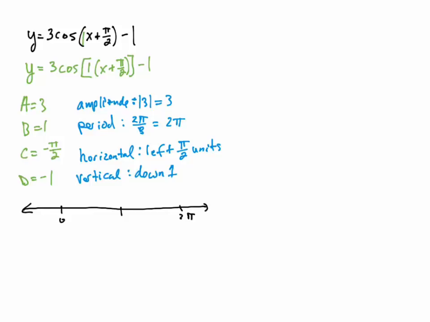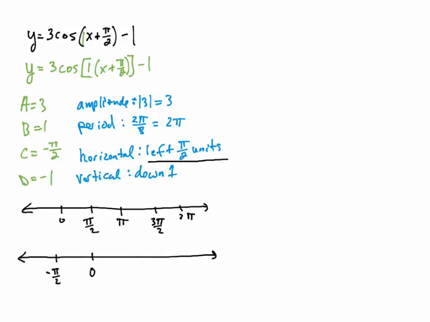Cutting this into quarters, we have pi in the middle, and then pi over 2 and 3 pi over 2. So what we need to do is shift everything pi over 2 units left. So take each of those 5 original values. We're going to say 0 minus pi over 2, so negative pi over 2. We have pi over 2 minus pi over 2 is 0. Pi minus pi over 2 will be pi over 2. 3 pi minus pi over 2 is 2 pi over 2, or just pi. And then 2 pi minus pi over 2 is 3 pi over 2.